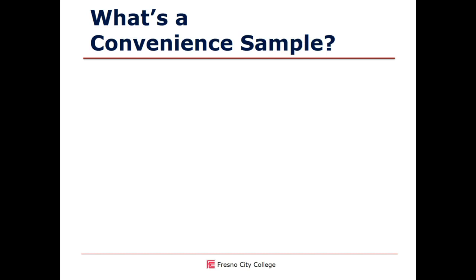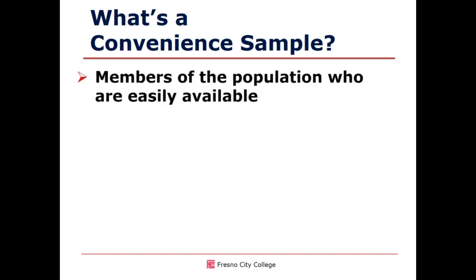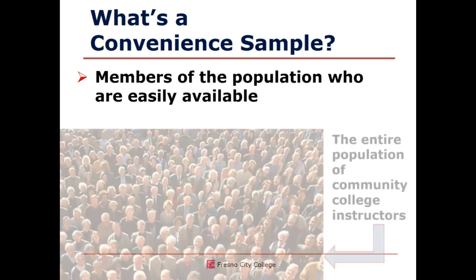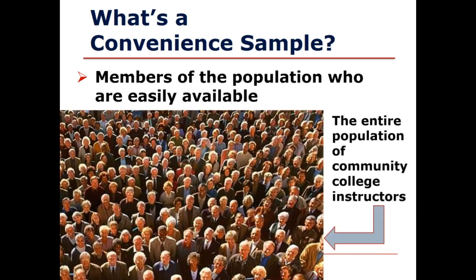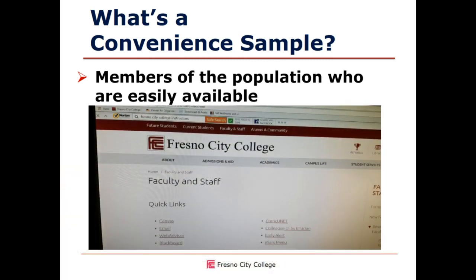Let's turn now to a convenience sample. A convenience sample is made up of members of the population who are easily available to us. The entire population of community college instructors would not be readily available to us, but a sample comprised of all Fresno City College instructors is available. It is convenient to email all of them.